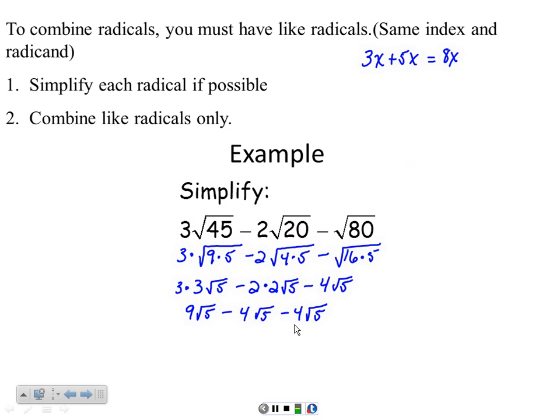So now we can start combining these radicals, because look, all of the radicals are like, they all have the same radicand. And so what we're going to do is take these coefficients, 9, -4, and -4, and put those together. When we do that, we have 9 minus 4, which is 5, minus 4 again, which is 1. So we're going to have 1 square root of 5, and you don't have to write the 1 unless you just want to. So that's combining radicals.